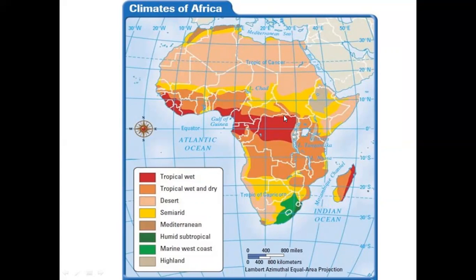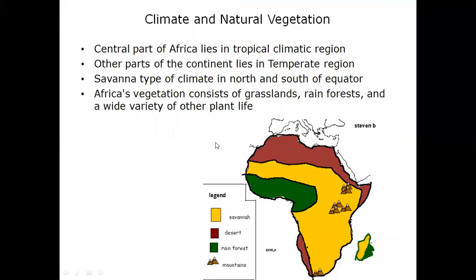So students, near the equator, we know that the sun faces directly throughout the year, so it's hot and humid. Therefore, tropical wet climate is here, and temperate climatic zones are found here and here. The central part of Africa lies in the tropical climatic region, which is here, and other parts of the continent lie in the temperate region.